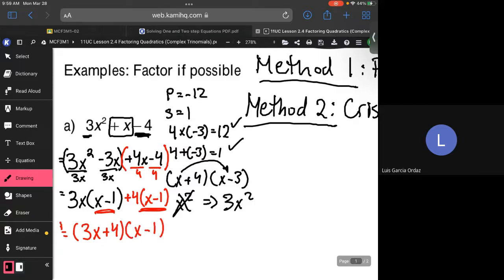So this is what we call factoring by grouping complex trinomials. Are we going to have to know both of them? I'm going to show you both. Whatever one you're most comfortable with, pick it. Because I'm not going to tell you on the test to use grouping or use the crisscross method. You can pick whichever one.